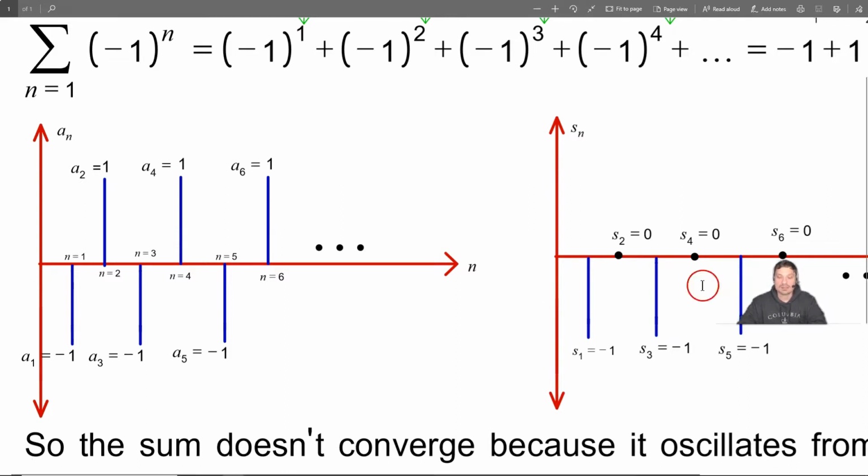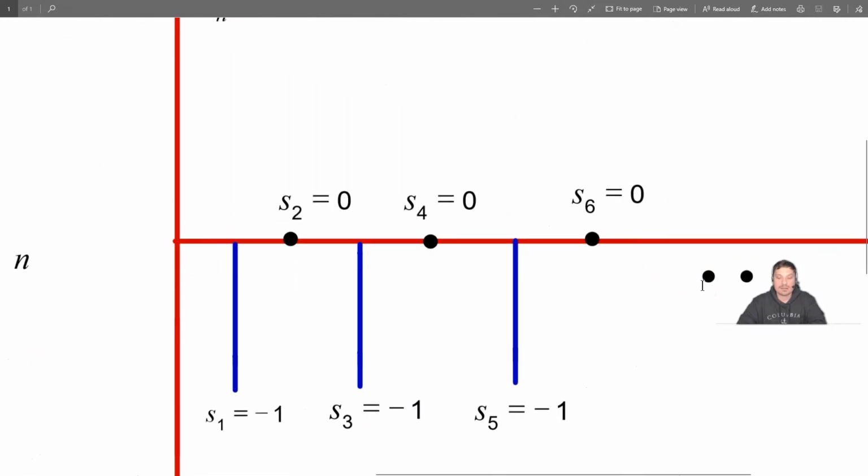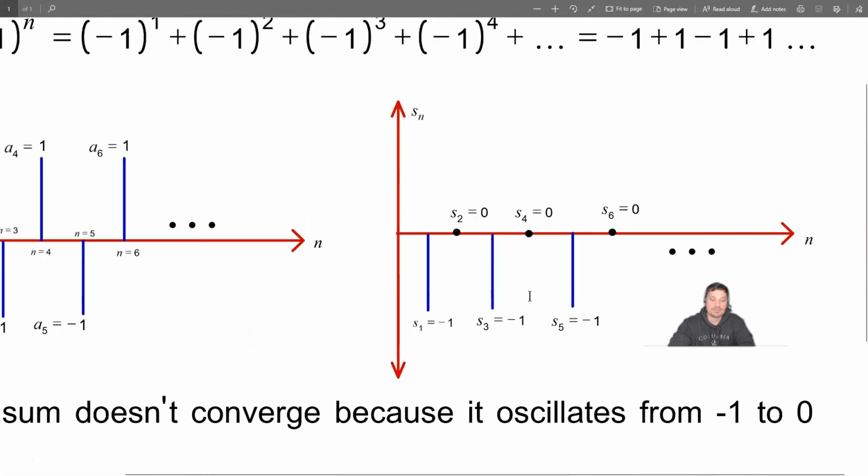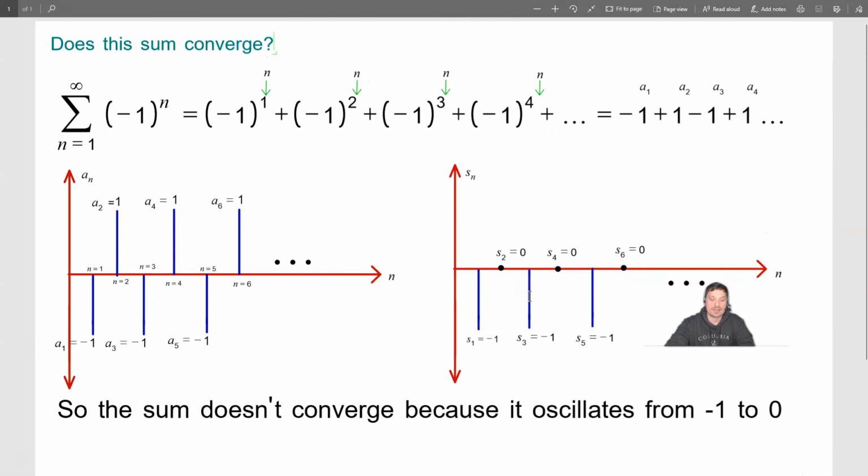Inspecting this graph, I can tell the sum goes: s sub 1, negative 1; s sub 2, 0; s sub 3, negative 1; s sub 4, 0; s sub 5, negative 1; s sub 6, 0. It's oscillating. It's not settling down to a particular value at all. The dots mean this oscillation of the sum would go up and down forever. It would never stop.